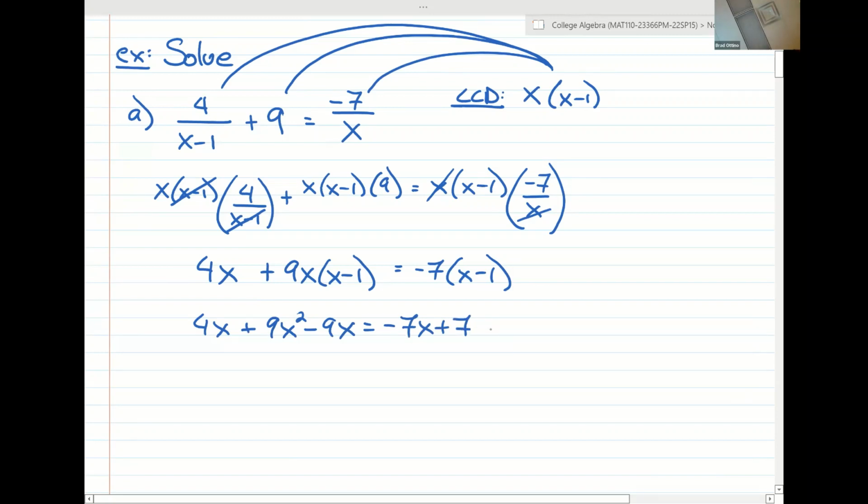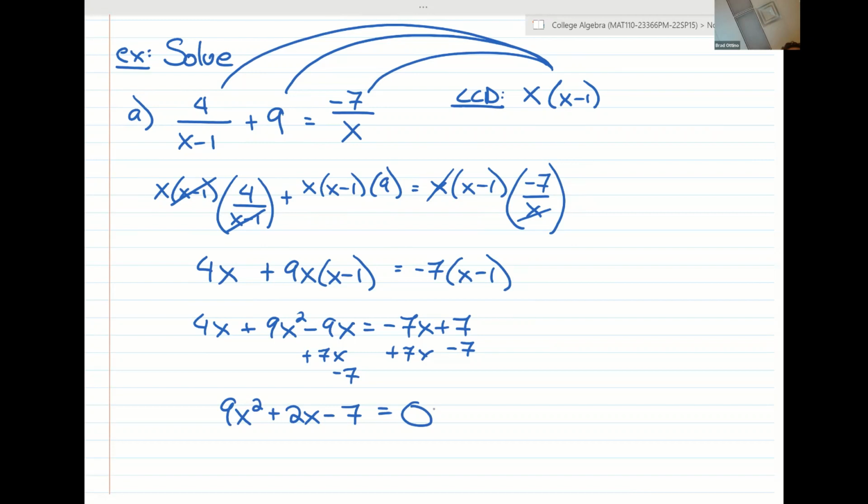And just like we talked about in our previous section, we have to set these equations equal to 0 to solve. So if we go ahead and make it equal to 0, we're going to add 7x on both sides. Subtract the 7 on both sides. And it looks like we get 9x squared plus 2x minus 7 is equal to 0. Just make sure I added all of those correctly. I think so.